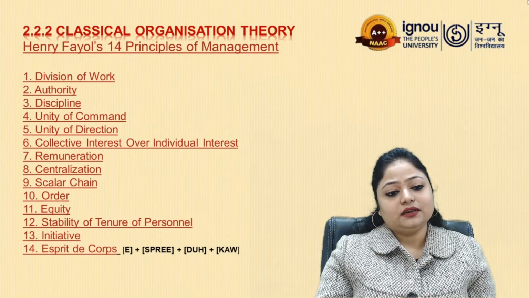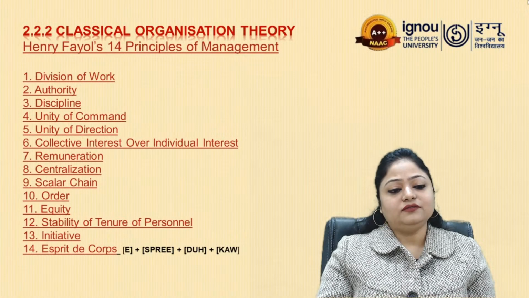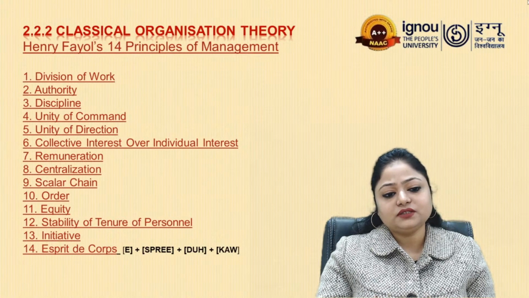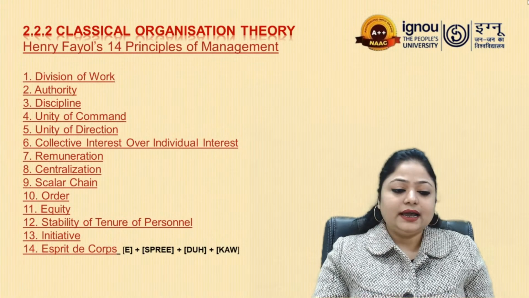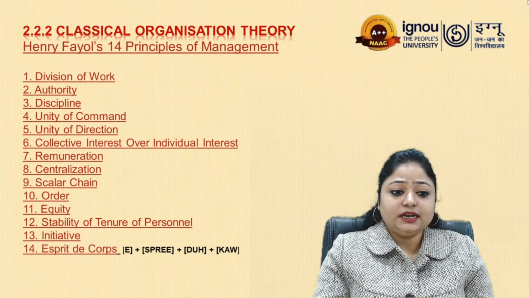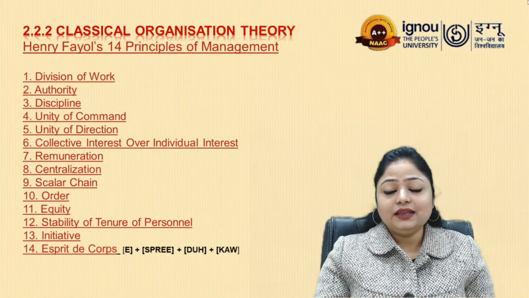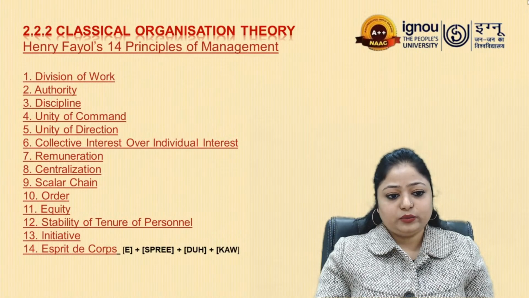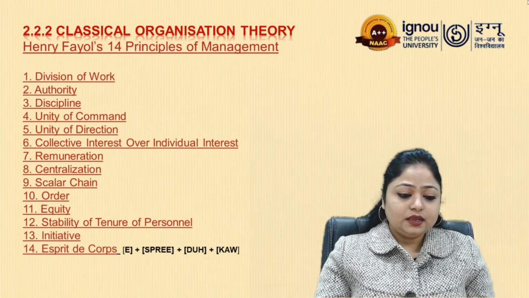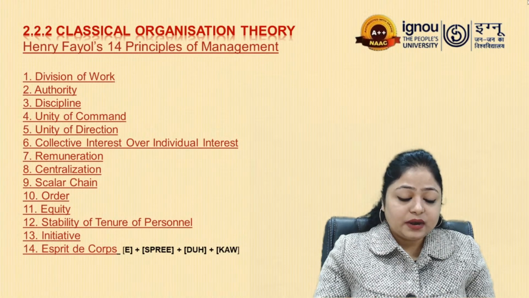Then scalar chain. There should be a chain of command which people need to know and they should follow. Then order, equity, stability of tenure of personnel. Everybody should know that they have a job security in the organization. Then initiative should be given importance. People should take initiative and work in taking leadership roles and taking the communication from their part.